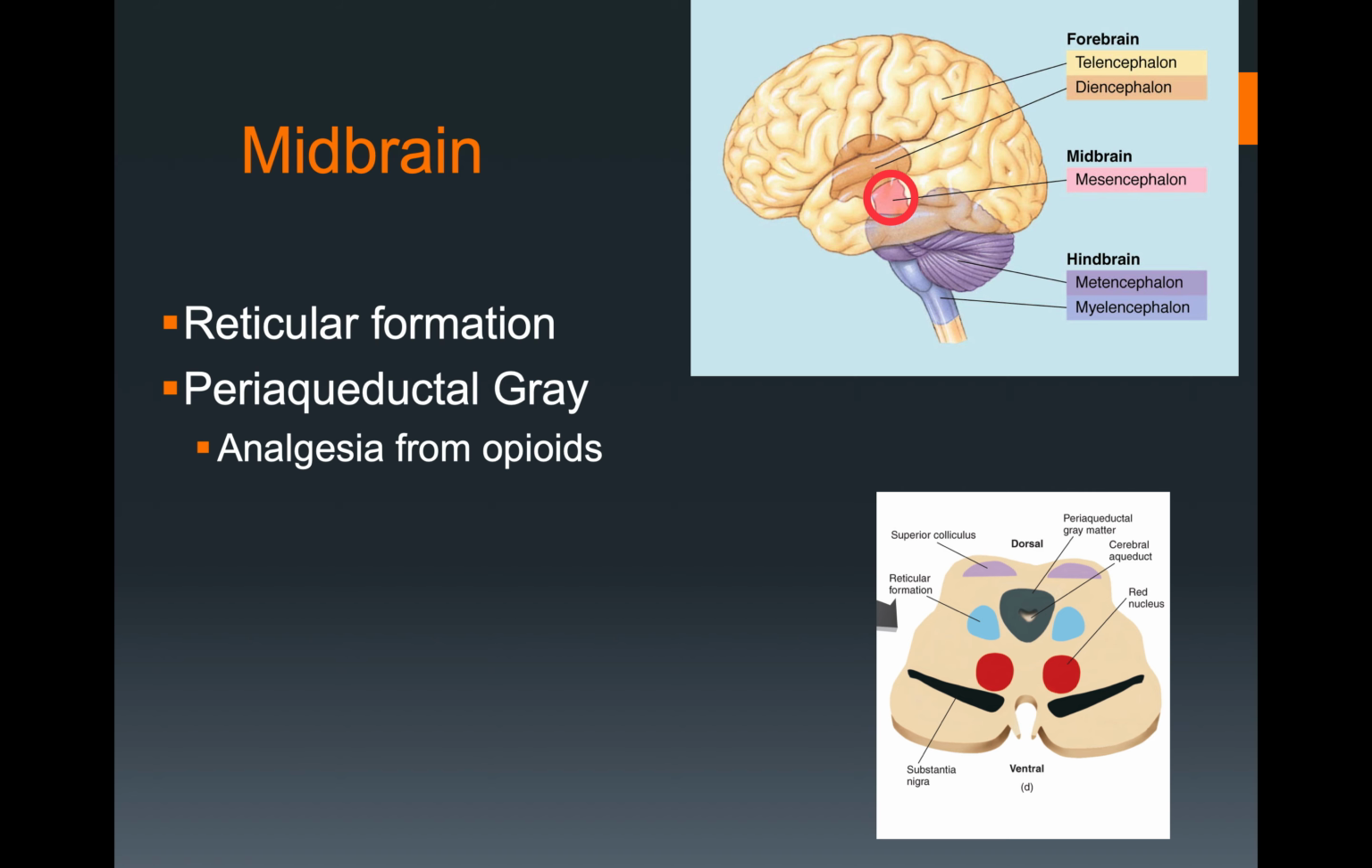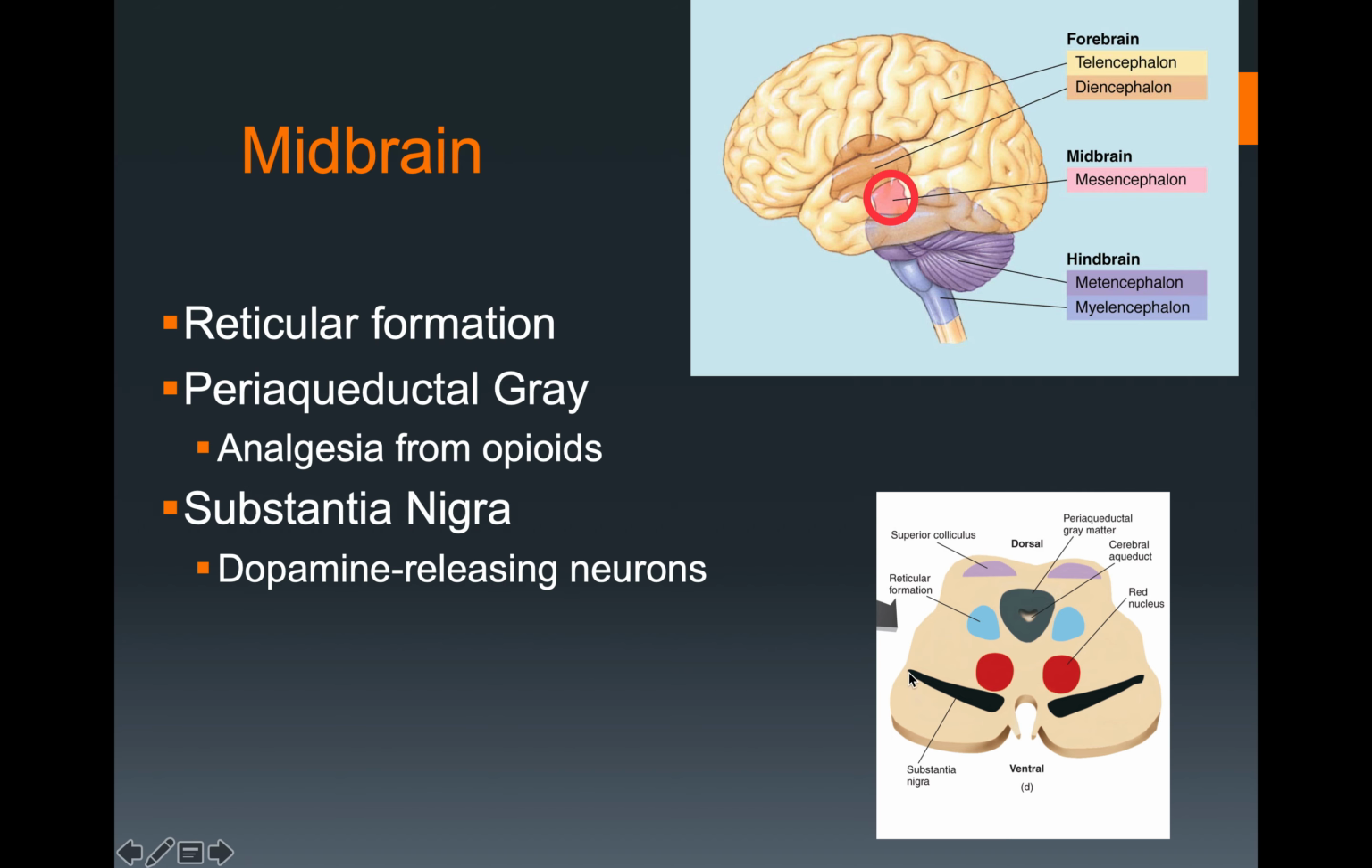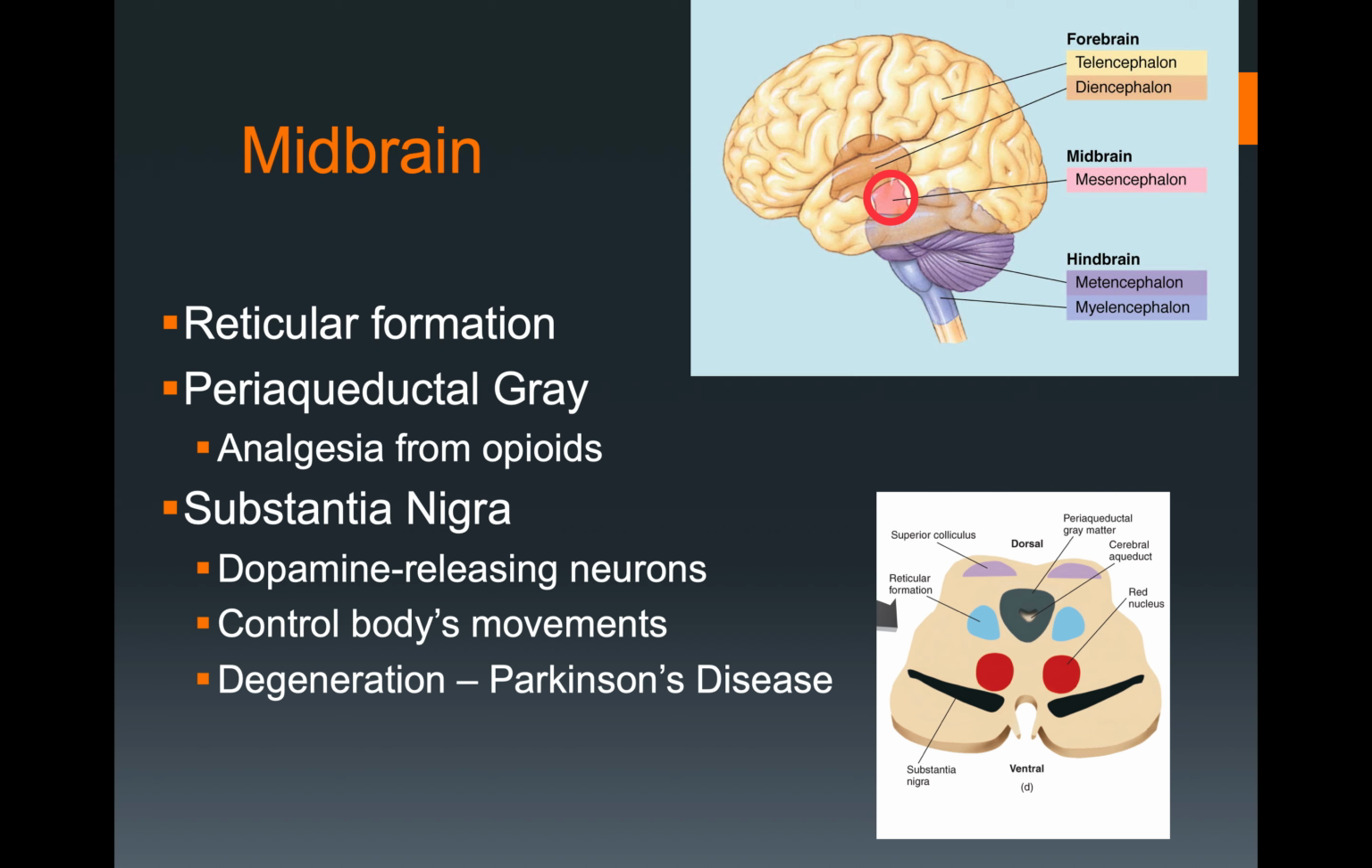It has a lot of opioid receptors, and so it's involved in analgesia, or the release of pain, that occurs with opioids. They've actually been able to do surgeries on animals without giving them painkillers, but instead just by electrically stimulating this area of the periaqueductal gray here. The substantia nigra, which you'll see here, is named so because in a healthy brain it looks kind of black in appearance. It contains a lot of dopamine-releasing neurons that are involved in controlling the body's movements, and it's degeneration of the substantia nigra that you see in Parkinson's disease, which is a movement disorder.